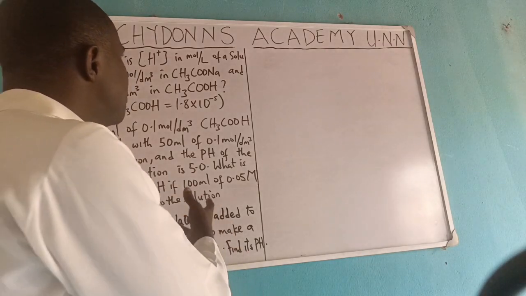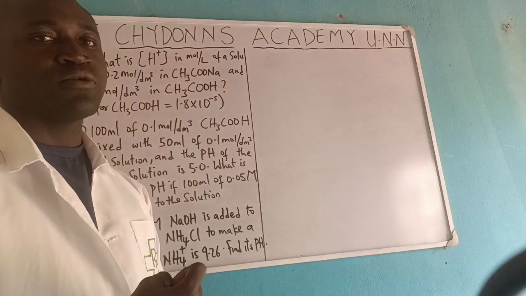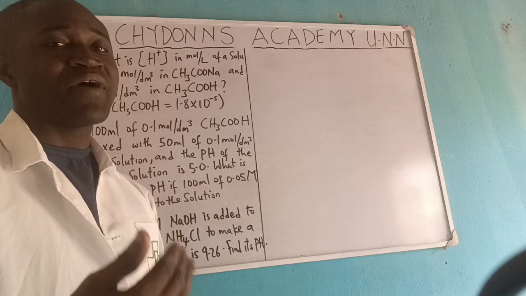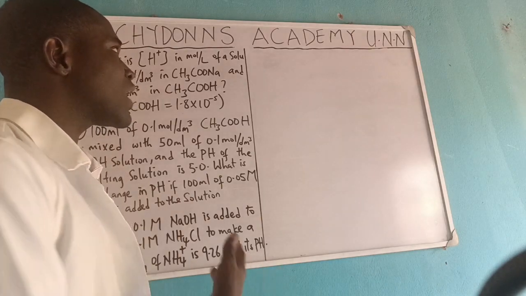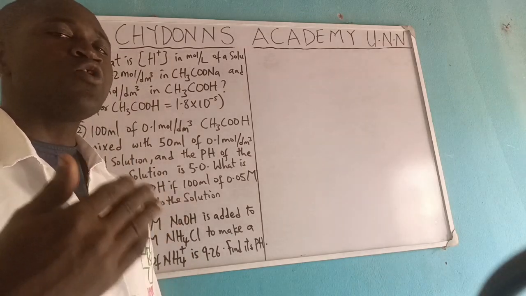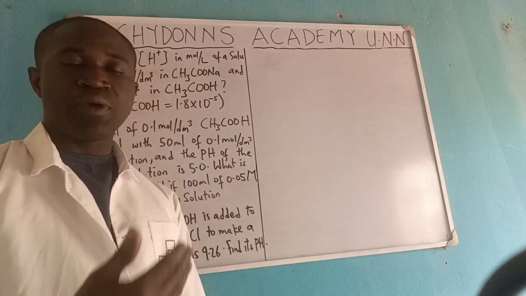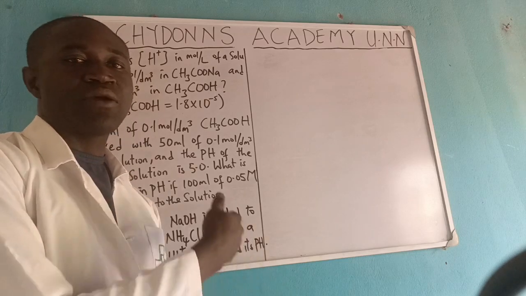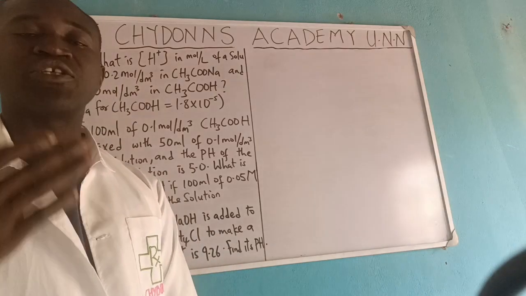Now, this buffer solution can be divided into two: acidic buffer and basic buffer. Remember, I said can be divided into two. That doesn't mean that we don't have other types, but we want to classify them into two: acidic buffer and basic buffer. When do we call a given buffer an acidic buffer, so to speak?